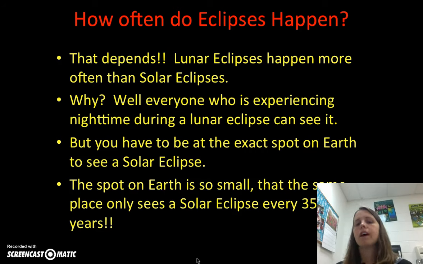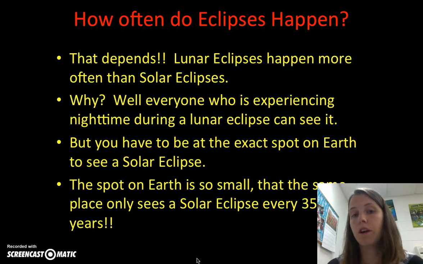Well, it really depends. Lunar eclipses happen more often than solar eclipses. Well, everyone knows why, and that's because everyone who's experiencing nighttime during a lunar eclipse can see it. So solar eclipses are a lot more rare. You have to be in the exact spot on the Earth to see either the penumbral or the umbral solar eclipse. And for the lunar eclipse, the whole half of the Earth is black, so anyone who is there can see the change in the nighttime sky.